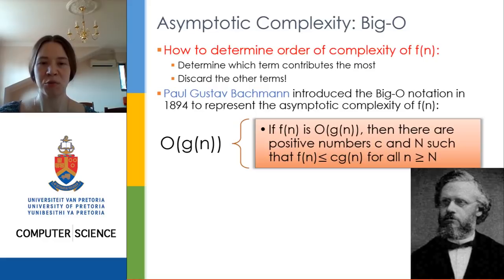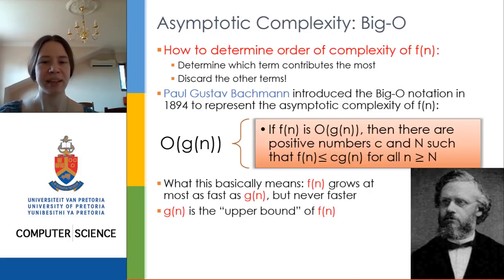And the idea of big O notation is that we say that a function f of n is asymptotically bound by some function g of n if there exists a certain number c such that c multiplied by g of n would be greater or equal to f of n for all n greater or equal to some capital N. And again, this might sound like a mouthful, but the idea here is actually quite simple.